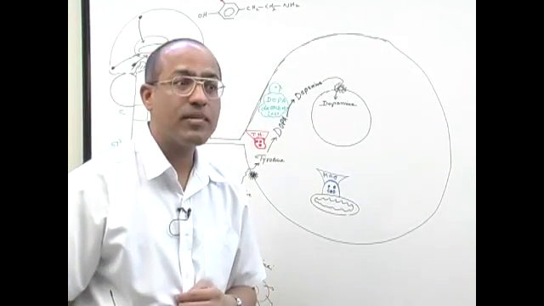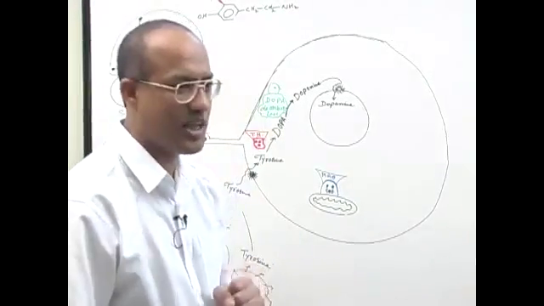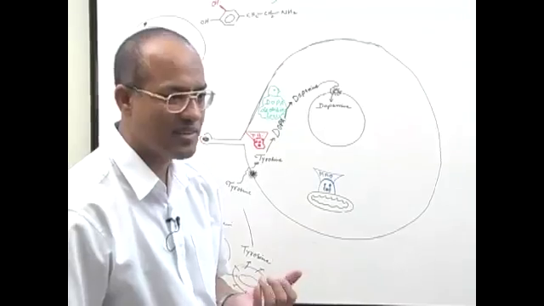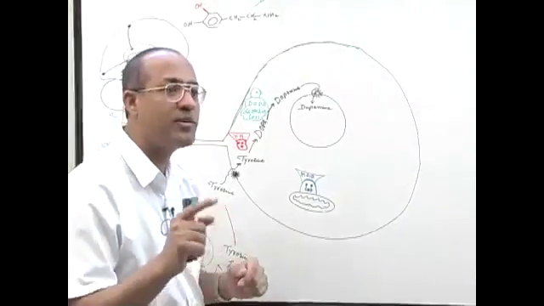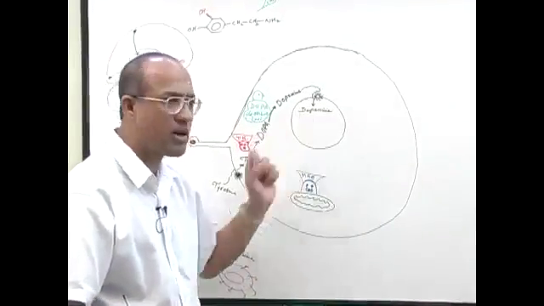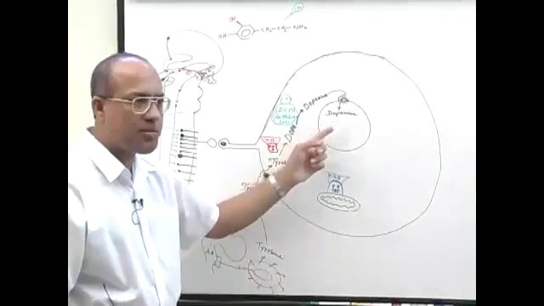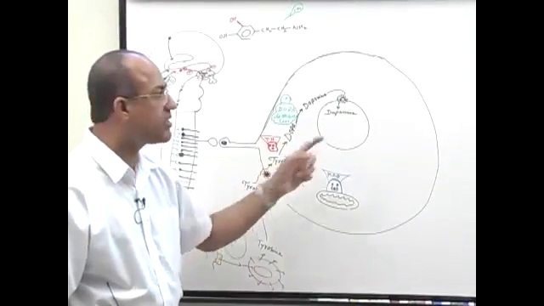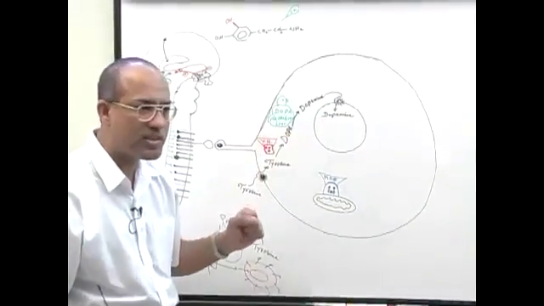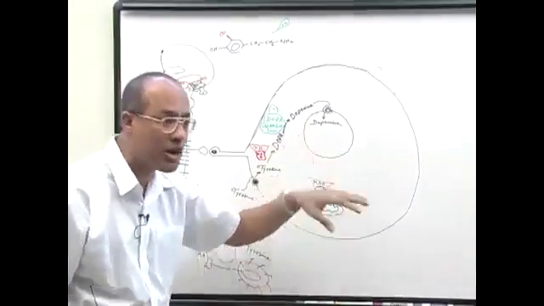Compounds which are neurotransmitters which are derivative of a single amino acid. They are monoamines, right? From a single amino acid. Now what are monoamines? Dopamine is monoamine. It is derived from tyrosine. Norepinephrine is monoamine because norepinephrine is a derivative of dopamine. Epinephrine is monoamine because epinephrine is a derivative of norepinephrine.